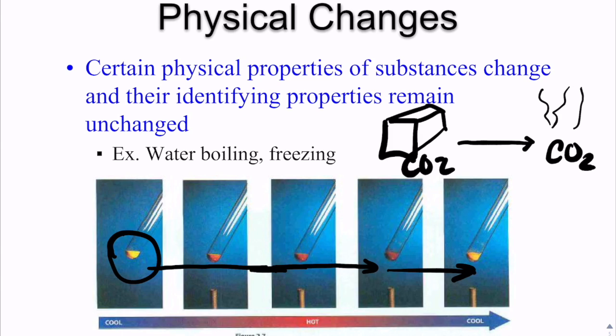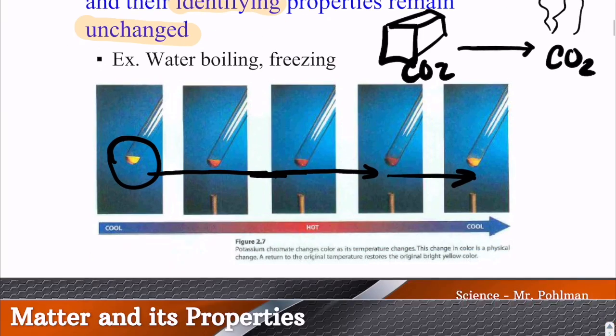We started with the potassium chromate. We ended with the potassium chromate. Nothing is created. Okay, so make sure you get your material written down so we have their identifying properties and remain unchanged for this. All right, let's go to the next one.